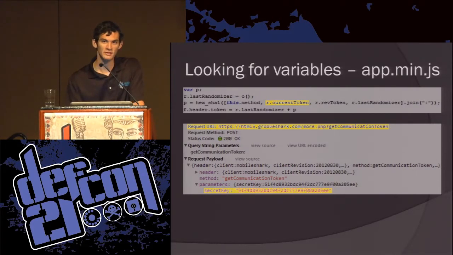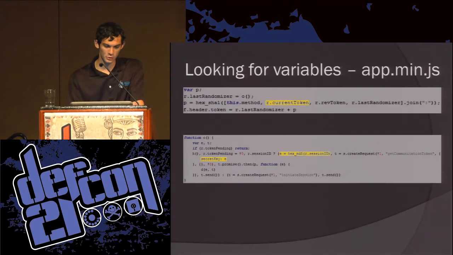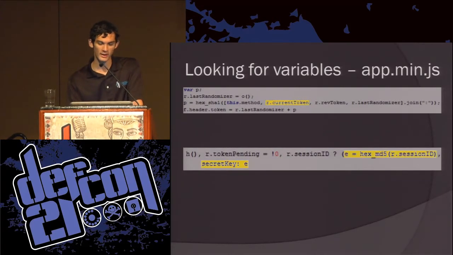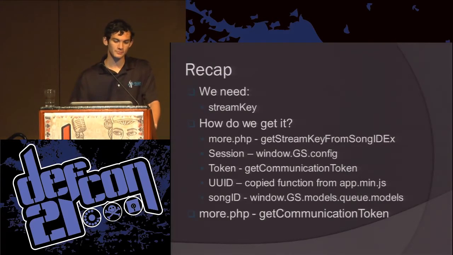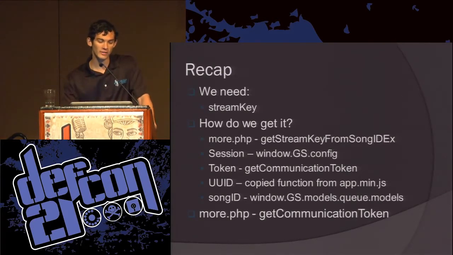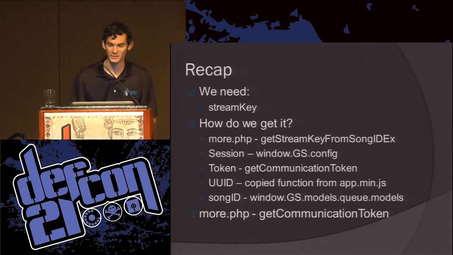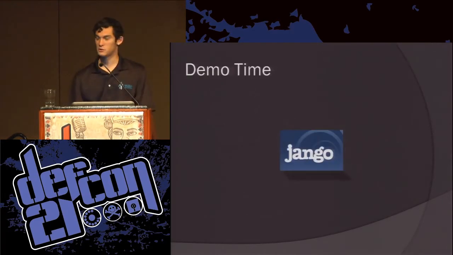So now we're on a hunt for the secret key, which a Control F shows is the hex MD5 of the session ID, which we found on the very first step. So we already have everything that we need. To recap, we needed the stream key, and we got that by finding these 4 variables which were just in the JavaScript, and the secret key was needed to get the token. So we have everything, and with this information you can generate the request. But I can't show you exploit code, so we're just going to go straight to a demo.